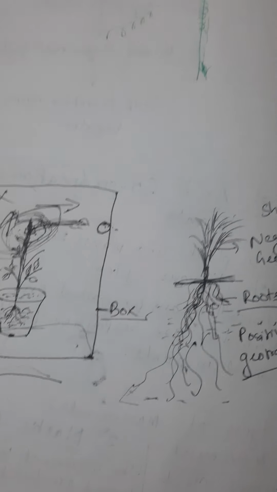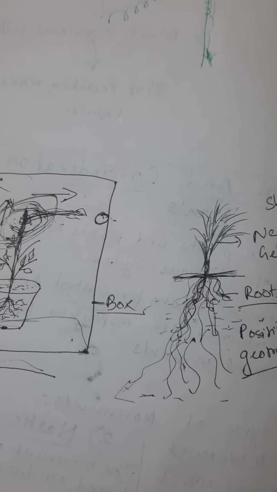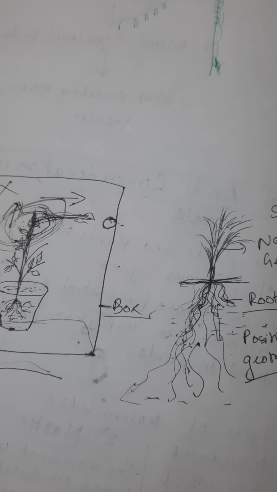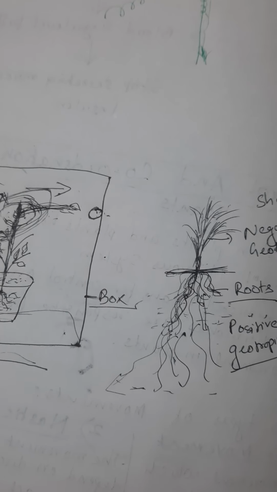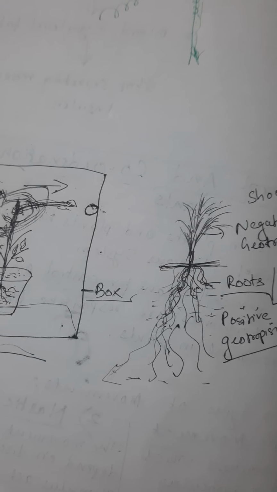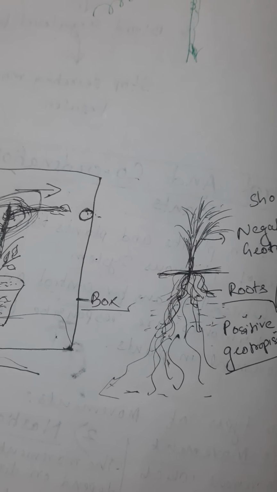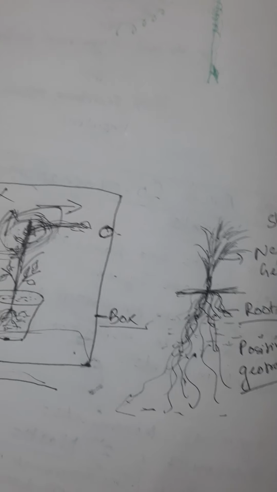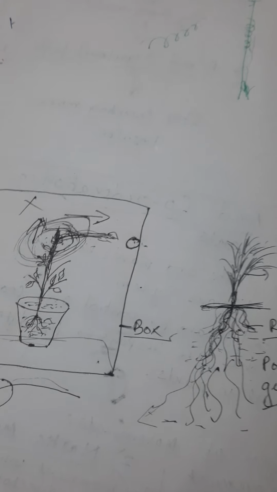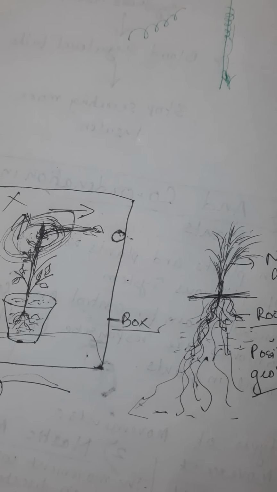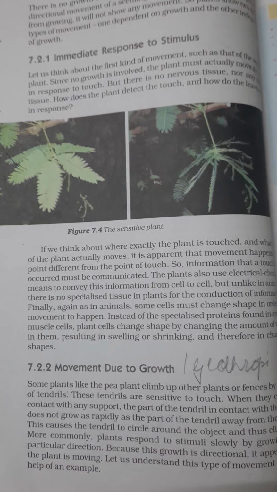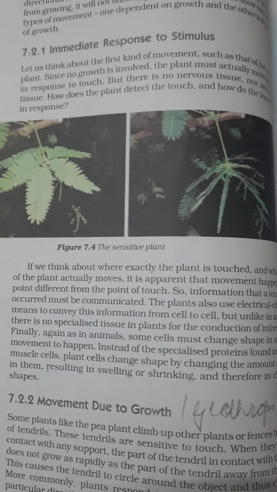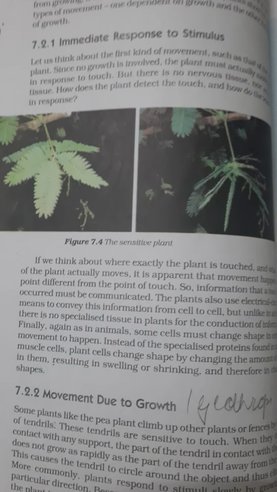Now, this drooping or closing of leaves is independent of the direction. It does not go to a particular direction from where the leaves are touched. Such movements usually occur because of changing water balance in the cells. Now, when leaves of mimosa are touched, the cells in the leaves lose water. They lose water and they become flaccid, resulting in the drooping of leaves.